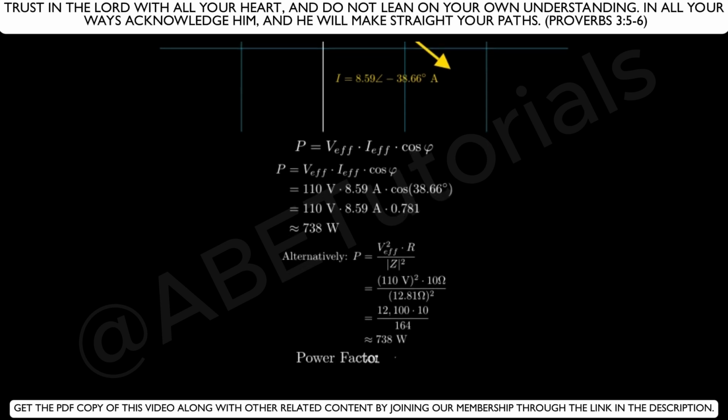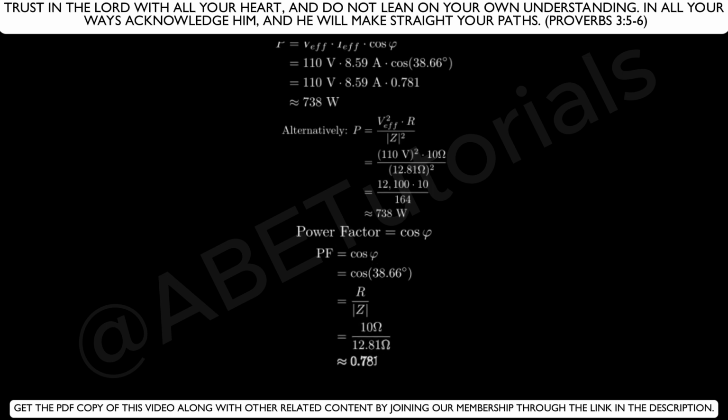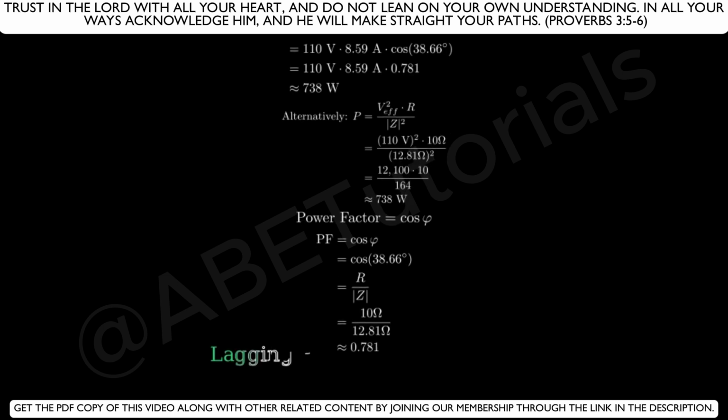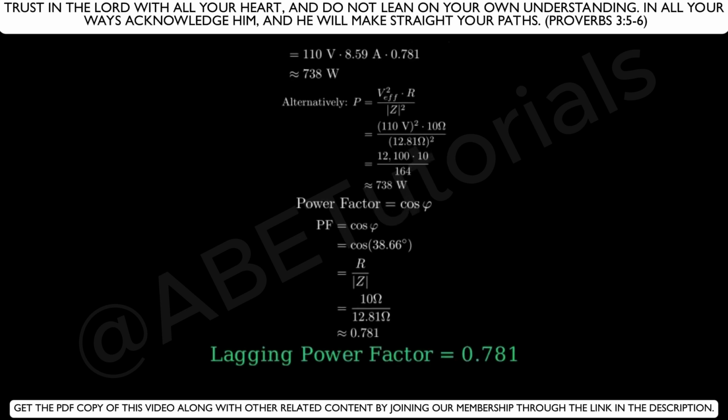Finally, let's find the power factor. The power factor is defined as the cosine of the phase angle between voltage and current. In our case, the power factor equals cosine of 38.66 degrees, which is approximately 0.781. Since our circuit is inductive, the current lags the voltage, so we have a lagging power factor of 0.781.